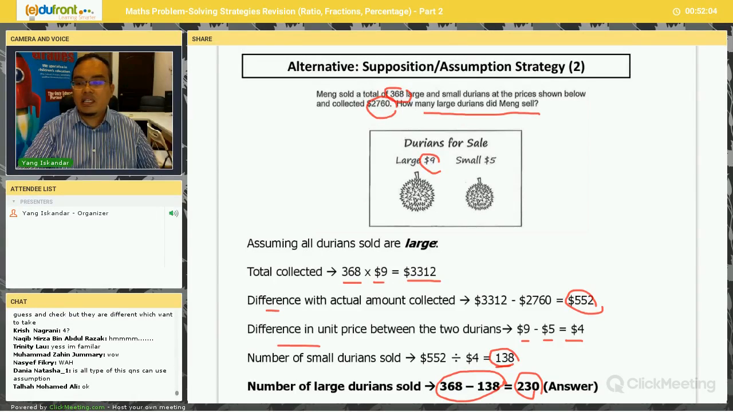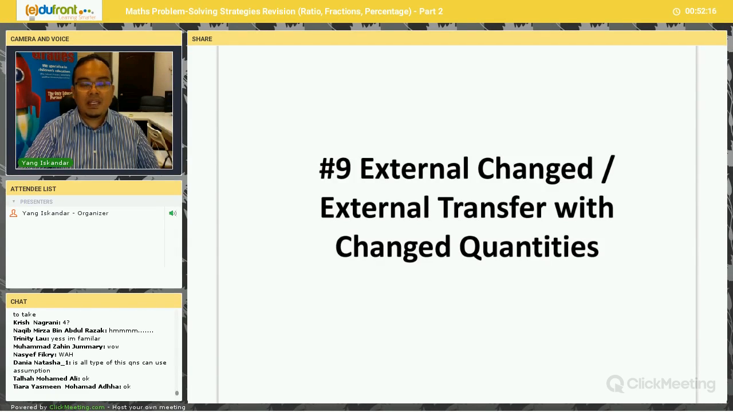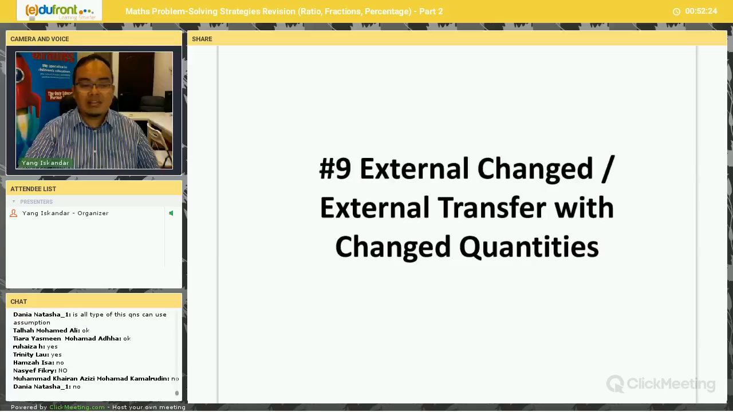Move on to the last strategy, strategy number 9: external change or external transfer with change quantities. Now, some teachers or some books may use a different name. Have you heard of the BCA technique or BCA method? Before, change, after? Yes. We are going to use this strategy, and sometimes they call it before, change, after.